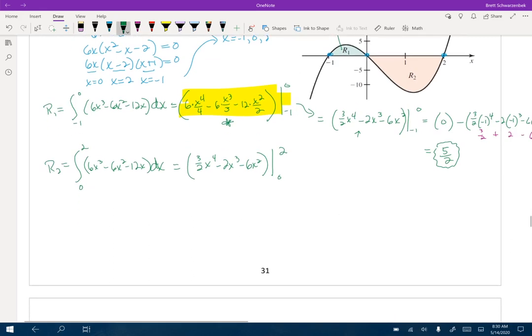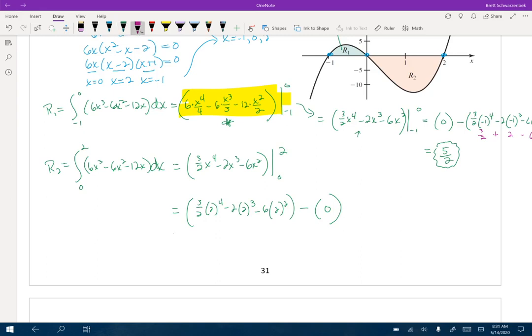All right, so if we want to evaluate this, it looks like we're going to have 3/2 times 2 to the fourth minus 2 times 2 to the third minus 6 times 2 squared. And then if we plug 0 into all of these, we're going to get a big fat 0 no matter what we do. Doing the math, we'll do a little bit of the mini math over here.